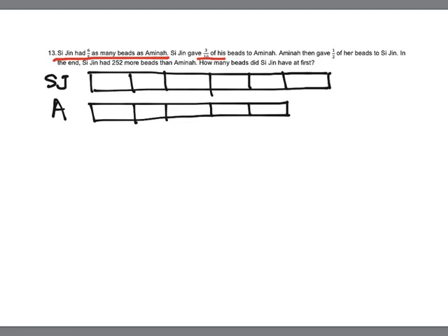We'll do the same for Amina because they must be the same. 1, 2, 3, 4. Almost done. Right, so we have cut them nicely, and now Sujin has got 30 units and Amina has got 25 units.